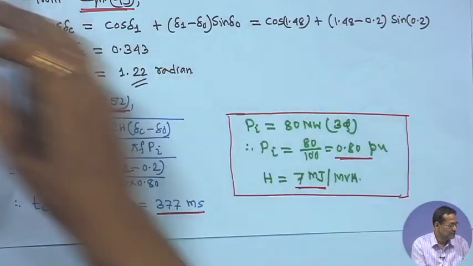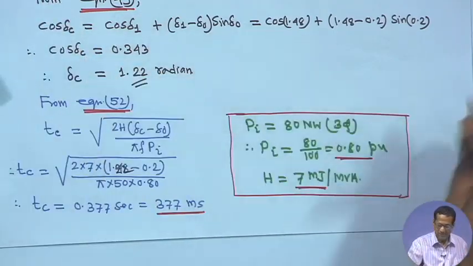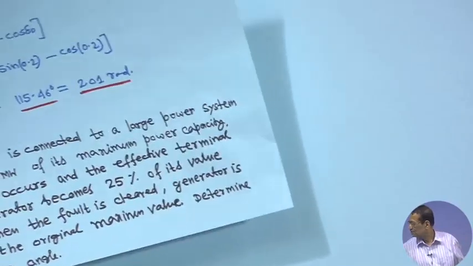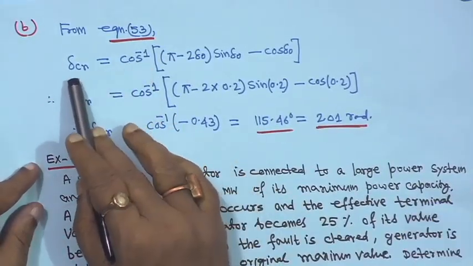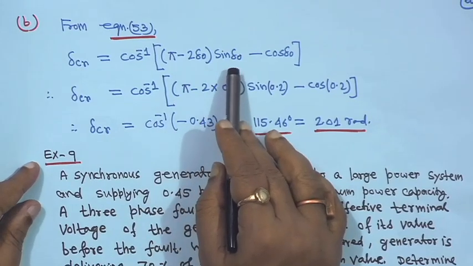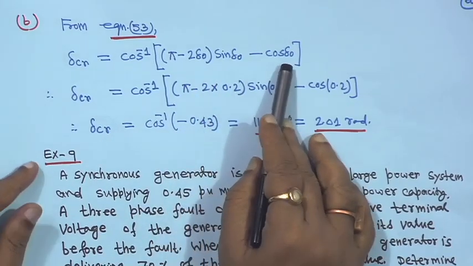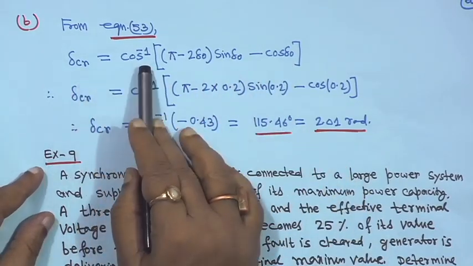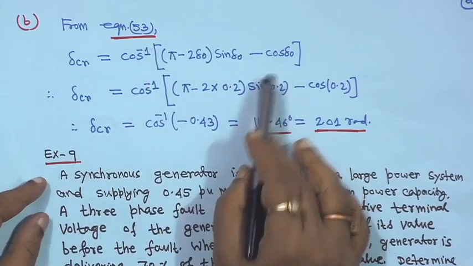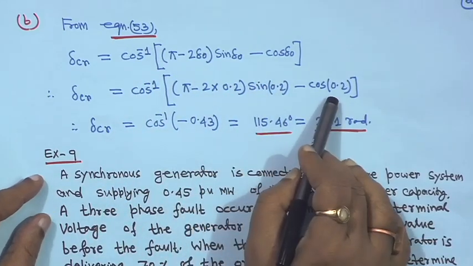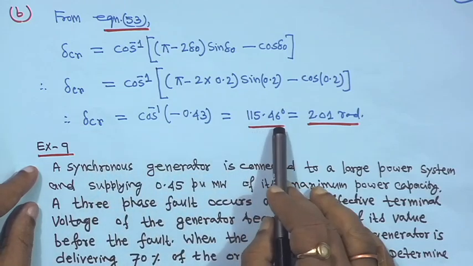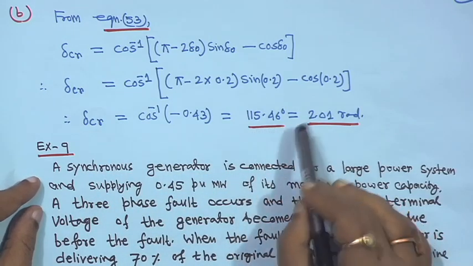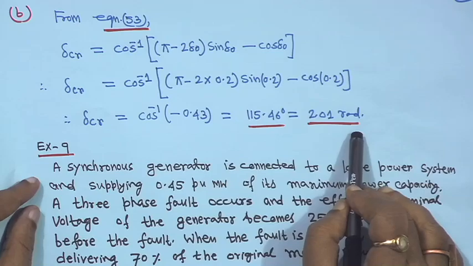And from equation 53, you will get cosine delta C r is equal to pi minus 2 delta 0 sin delta 0 minus cos delta 0. So, delta is actually cos inverse of all these things. You substitute all these values here, you will get critical clearing angle will be 115.46 degree or 2.01 radian.